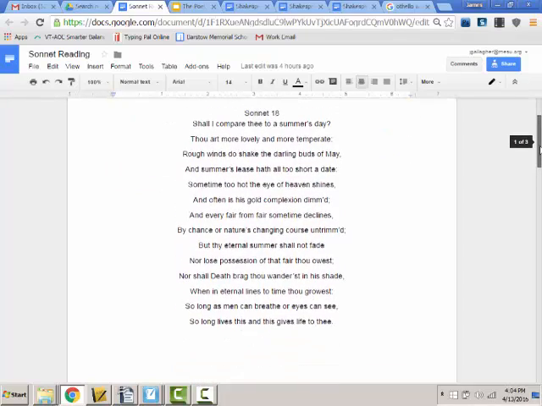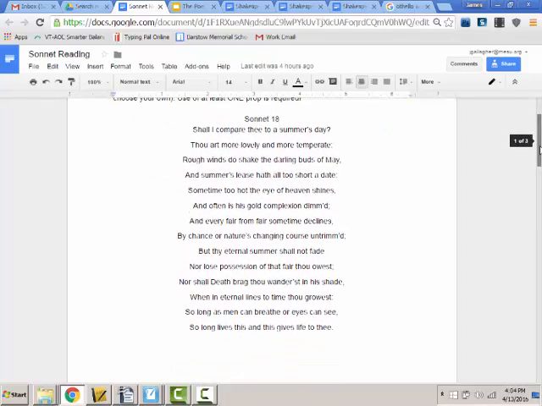Okay, so Sonnet 18, Shakespeare's. Shall I compare thee to a summer's day? Thou art more lovely and more temperate. Rough winds do shake the darling buds of May, and summer's lease hath all too short a date. Sometime too hot the eye of heaven shines, and often is his gold complexion dimmed, and every fair from fair sometime declines, by chance or nature's changing course untrimmed. But thy eternal summer shall not fade, nor lose possession of that fair thou owest. Nor shall death brag thou wanderest in his shade, when in eternal lines to time thou growest. So long as men can breathe or eyes can see, so long lives this, and this gives life to thee.